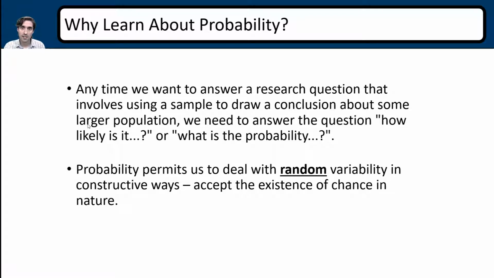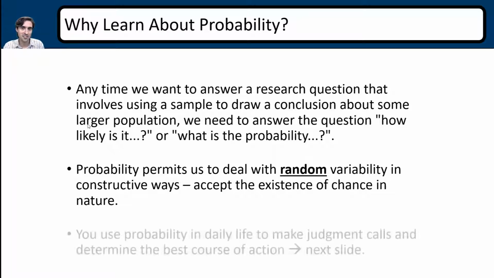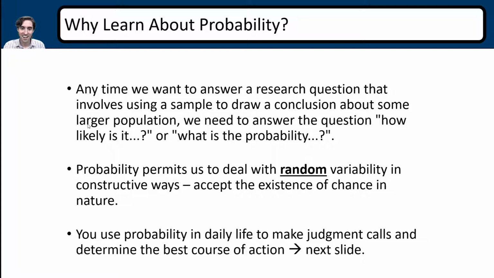Probability permits us to deal with random variability in a positive, constructive way, and it is to accept the existence of chance within the natural world. What's amazing is that what we're going to go over is found throughout all of nature. It's pretty interesting, actually. I know, it's math, yay. To use probability in everyday life, you always make judgments around probability. Everything is really probability when it comes to making an action.